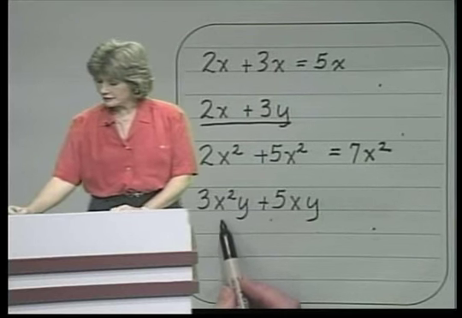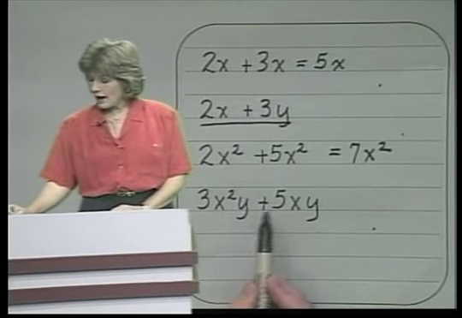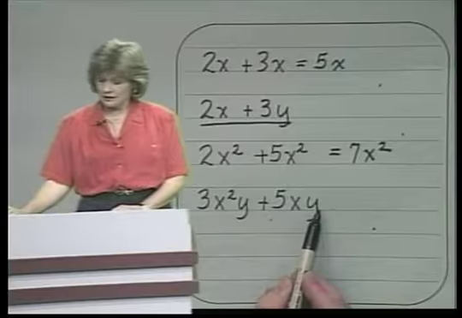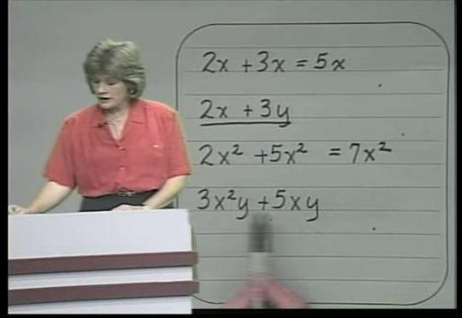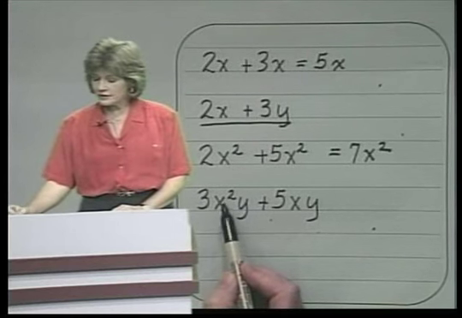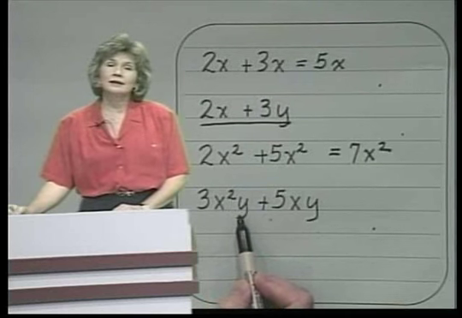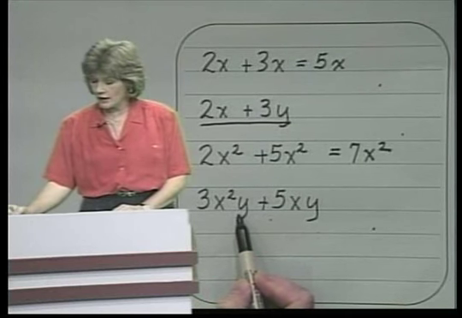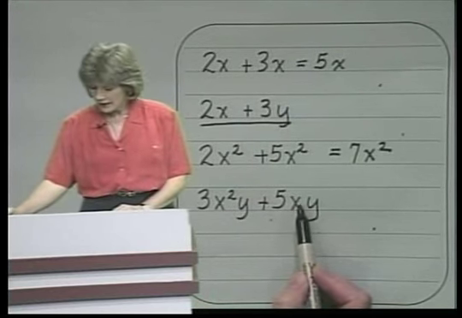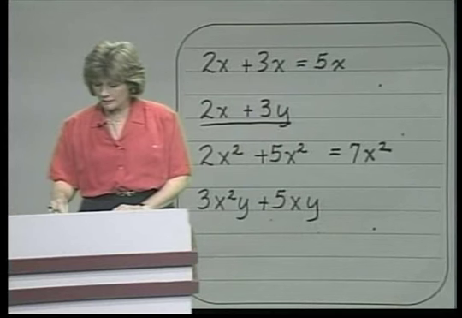Let's look at the last one. 3x squared y plus 5xy. Both of these terms have both x and y, but the first one is an x squared y. It can only be added to another x squared y, while the second one is an xy. So these two terms may not be combined.